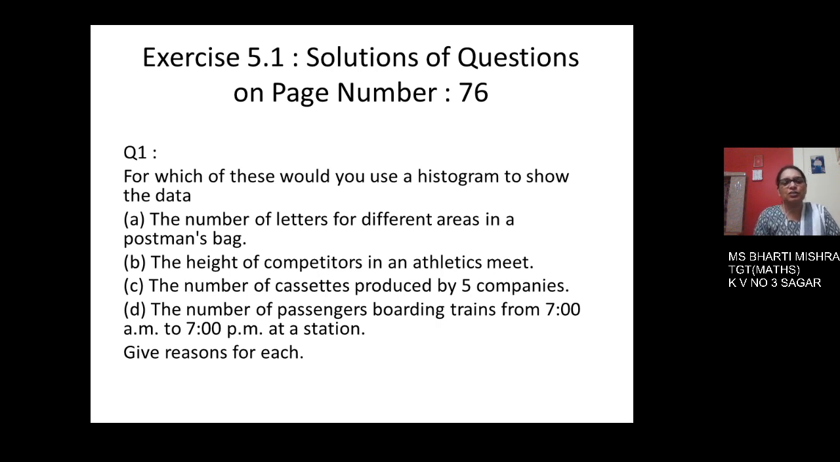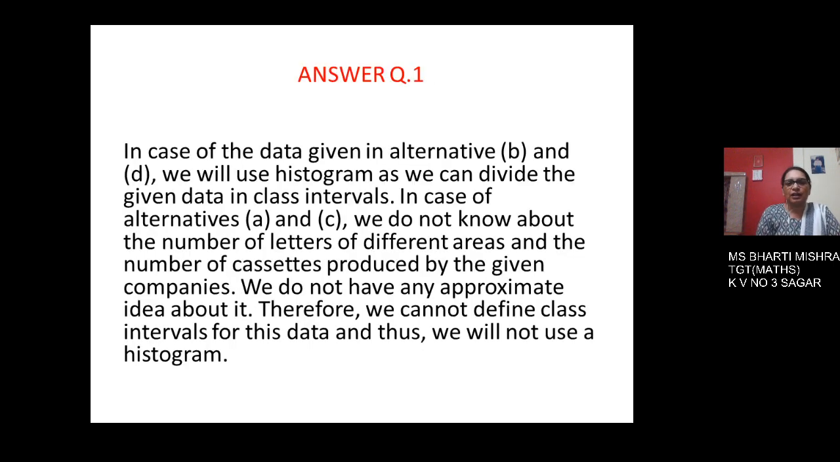So when you look at these four options, in the B part and the D part, that is, in the data given in alternatives B and D, we will use a histogram, as we can divide the given data into class intervals. In case of alternatives A and C, we do not know the number of letters for different areas and the number of cassettes produced by the given companies. We do not have any approximate idea about it. Therefore, we cannot define class intervals for this data, and thus we will not use a histogram.